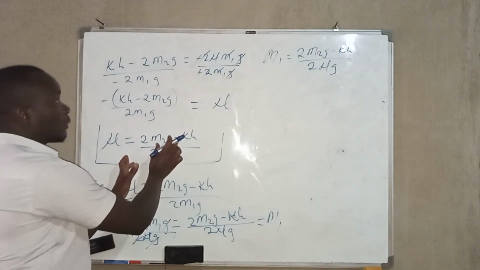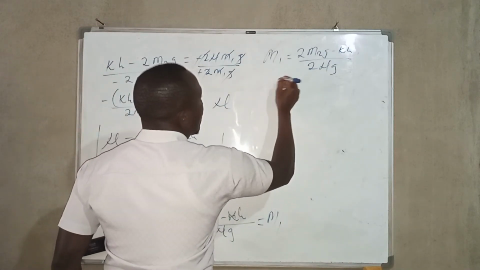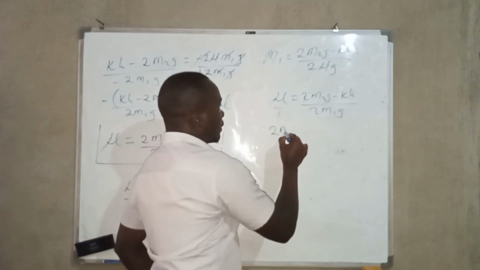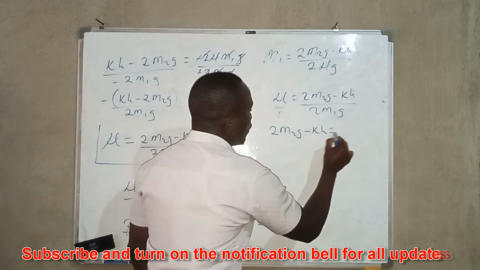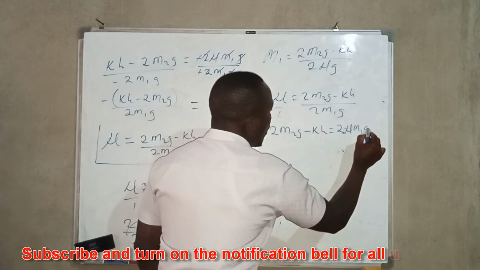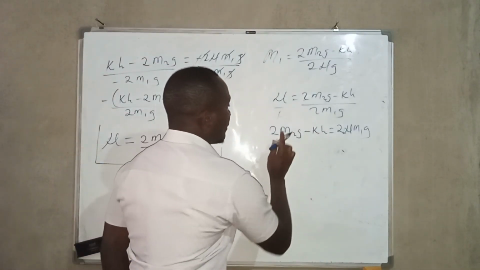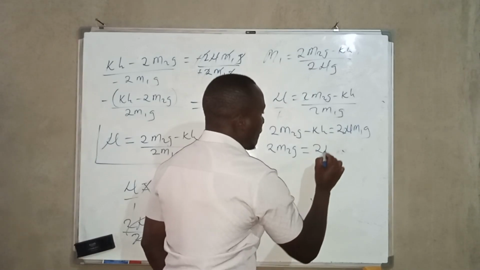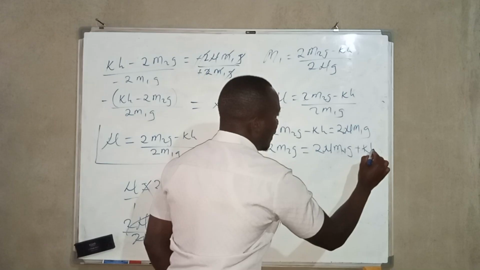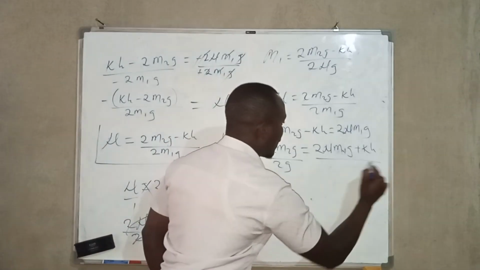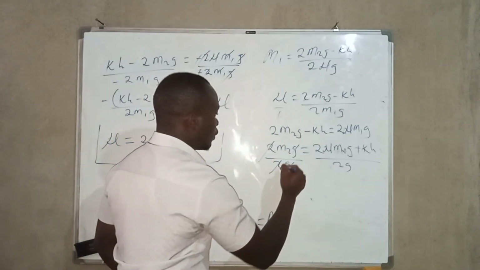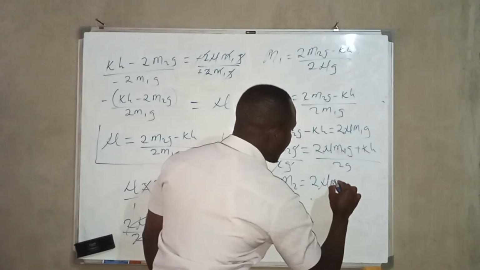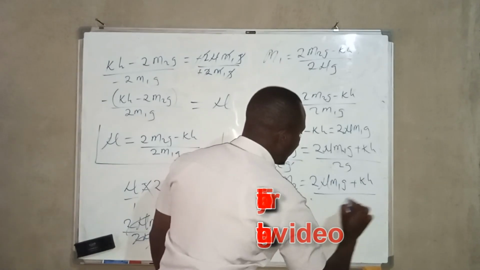If it is m2, just make it the subject of the formula from this. If you cross multiply, you are going to find that 2m2g minus kh will be equal to 2 mu m1g. If you wish to find m2, you take this to the other side, and it will be 2m2g equal to 2 mu m1g plus kh. So you divide through by 2g, also here by 2g, so that this and this will go, and we have m2 is equal to 2 mu m1g plus kh over 2g.